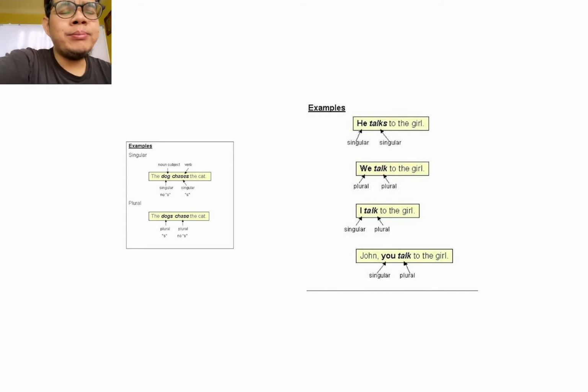Right. So today, what are we going to learn? We are going to learn about simple present tense. We are actually going to learn about simple present tense, but in the form of questions. However, we are going to revise first.